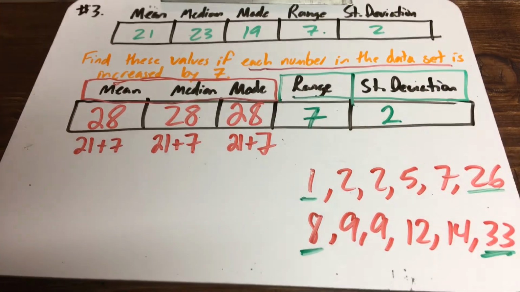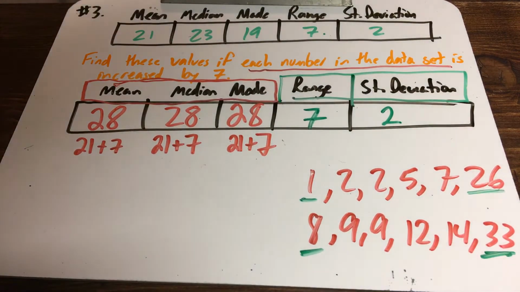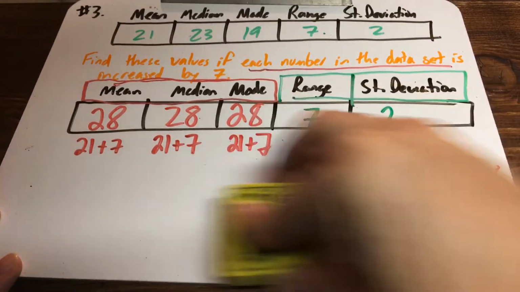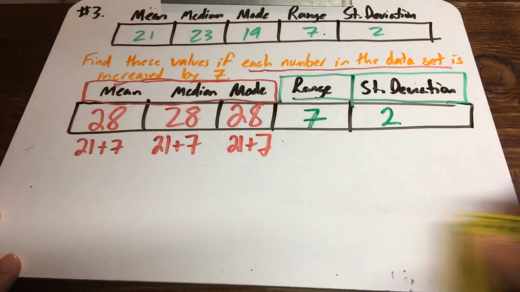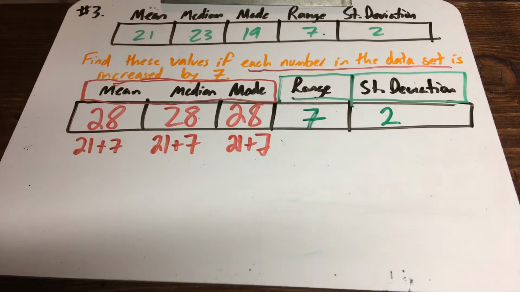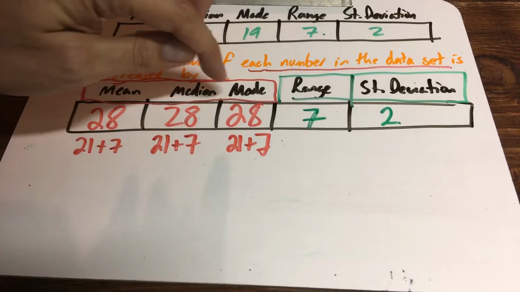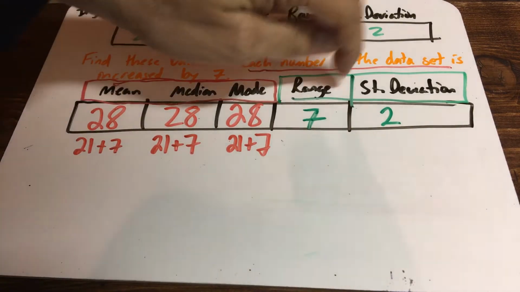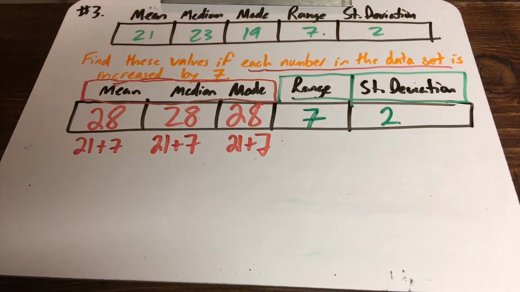So on your question today, it's very similar to this, on the computer, it's going to look almost exactly like this. Instead of going up by 7, it's going to be going up by 8 or going up by 10 or going up by 3 or going down by 5 or something. So the mean, median, and mode, whatever happens to every single number, just do that to the mean, median, and mode. Do not change the range and the standard deviation. Okay? Keep those the same, and that's all you need. Number 3 will be an easy one.